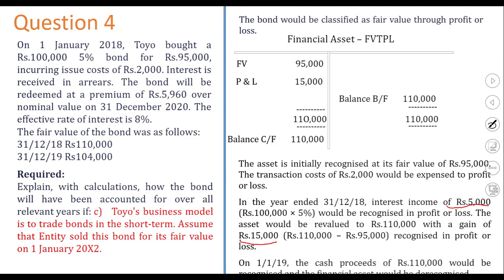In 2019, the cash proceeds of 110,000 would be recognized. The financial statement may be recognized.